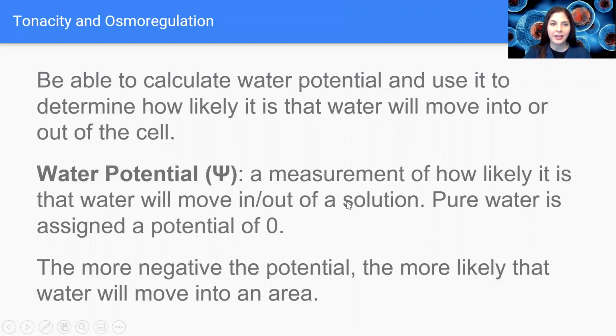So you have to be able to determine how likely it is that water will move into or out of a cell. We call this water potential, and it's represented by the Greek symbol psi. It's a measure of how likely it is that water is going to move into or out of a solution. Pure water, meaning nothing else in it, no calcium, no added flavor, no salt, is assigned a potential of zero. The more negative the potential, the more likely that water is going to move into that area.